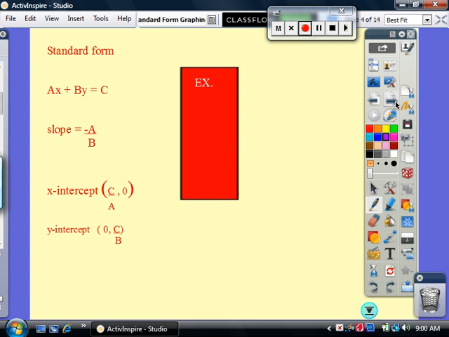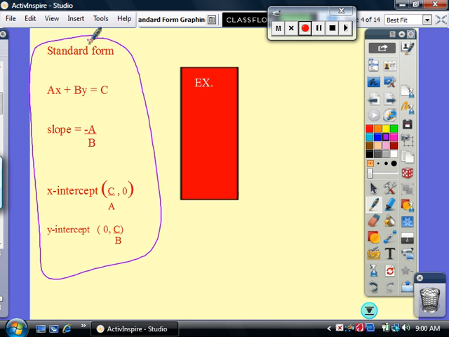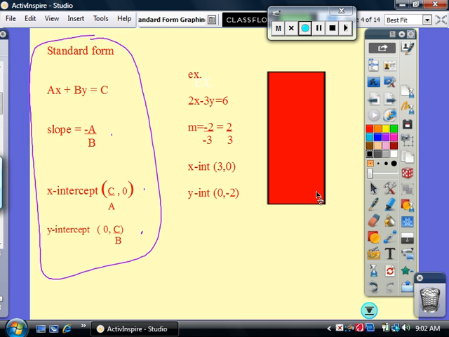Alright, here's what we want to remember. Here's the key part to graphing in standard form. We need to know these three little formulas right here. So I'll let you write those down for me real quick. Write down this example right here. Alright, this is A, this is B, and this is C.